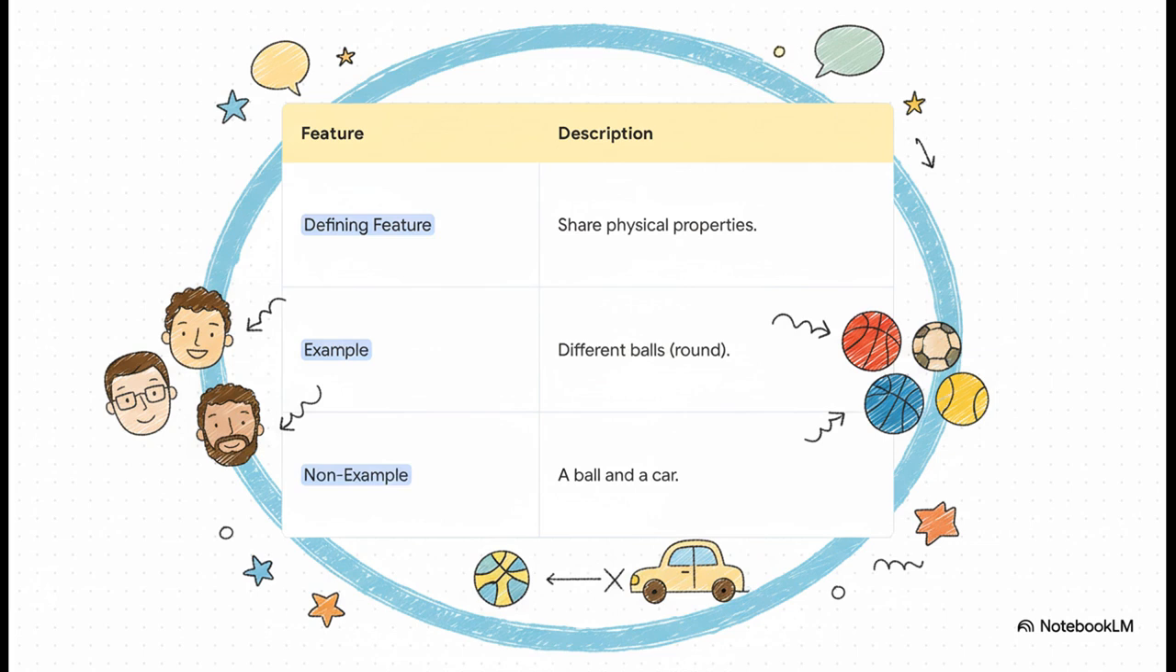This one's pretty straightforward, probably the one that feels most natural. We're just grouping things based on their physical features, their topography. Think about the concept of a ball. You've got a basketball, a tennis ball, a soccer ball. They're all different sizes and colors, right? But they share those formal properties of being round and, generally, they bounce. That's a formal class. Simple as that.